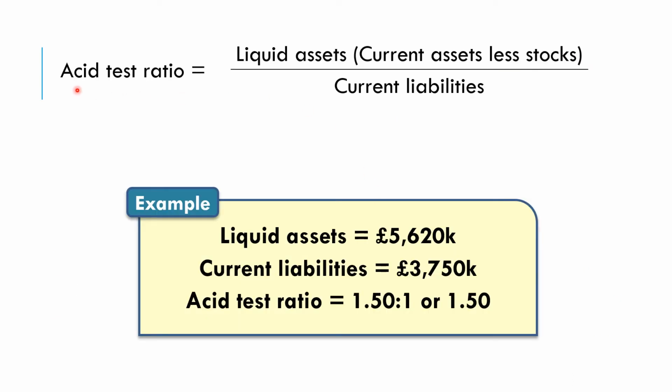The next one is the acid test ratio, or the quick ratio. And so this involves liquid assets divided by current liabilities, remembering that liquid assets don't include stocks. So current assets minus stocks gives you the liquid assets. So we're not including stocks here, we're just using cash and receivables. So let's imagine the business has liquid assets, cash and receivables, of 5.6 million, and they owe 3.7 million. So the acid test ratio is 1.5 to 1, or 1.5, which means for every £1 they owe, they have to repay within a year, they have £1.50 worth of liquid assets. So cash or money owed from debtors.